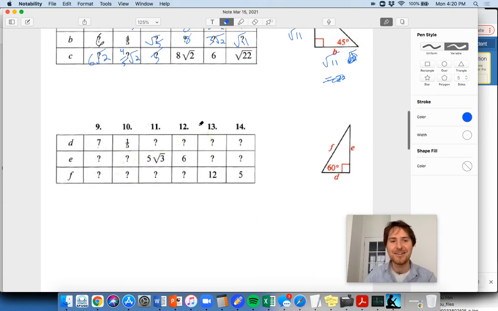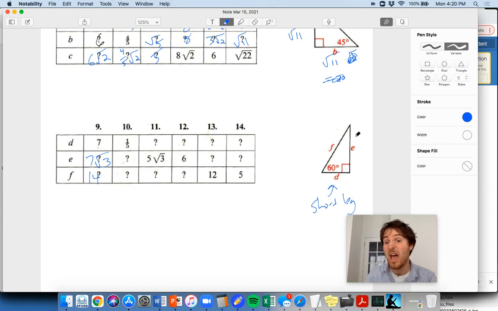And hey, I think we're doing great on time. Let's go ahead and keep doing it right here. Number 9, D is 7. So that means that F is 14 and E is 7 root 3. Because again, this is the short leg. Get used to it. It's right next to the 60 degrees. It's opposite the 30-degree angle.